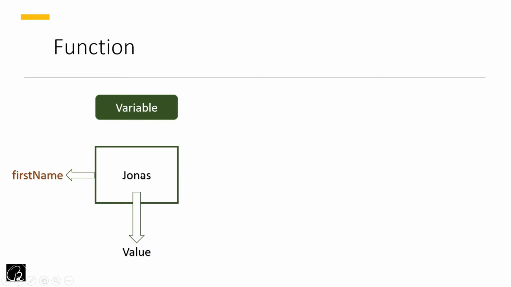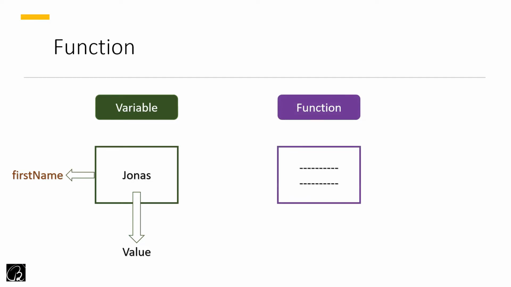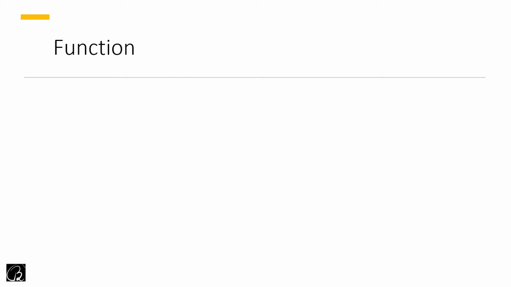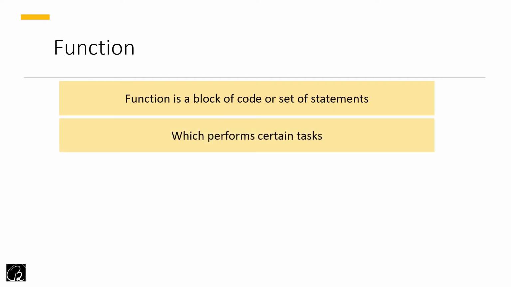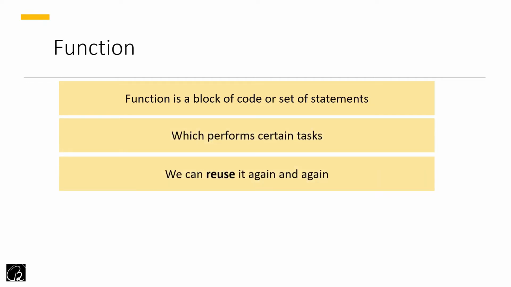Okay. The same way, if I look at the function, it is also a container, but here instead of a value, it is holding a block of code or piece of code. It has some name, let's say my function. This is a function name, and we can reuse this set of code or block of code again and again whenever it is required. So if anyone asks you what is function, you should reply that function is nothing but a block of code or set of instructions or statements which perform a certain task. Okay, we can reuse this number of statements, this block of code, again and again whenever it is required.